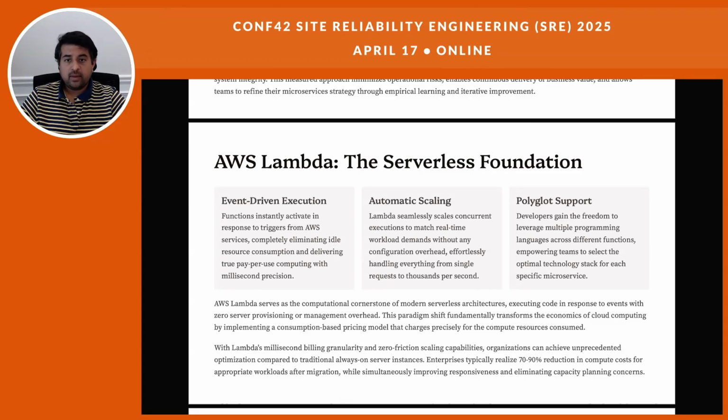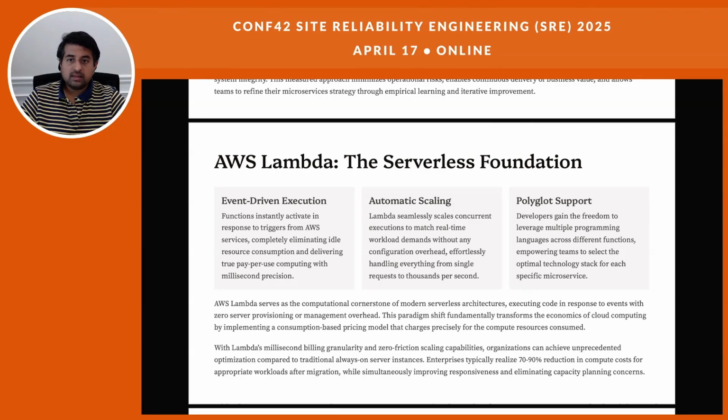Polyglot support. Developers gain freedom by leveraging multiple programming languages across different functions, empowering teams to select the optimal technology stack for each specific microservice. The flexibility has been reported to decrease development time by 15 to 25% as teams can utilize preferred languages and libraries. Furthermore, teams report a 10 to 15% increase in code maintainability by utilizing the right tool for the job.